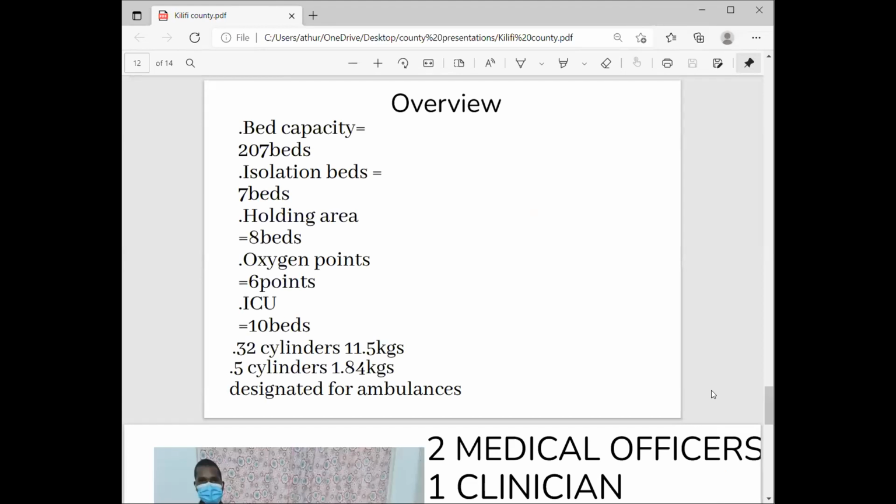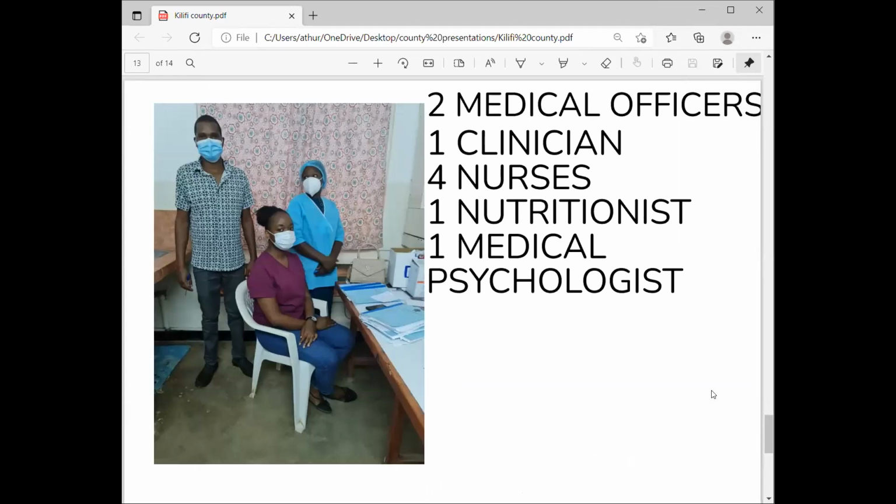Our bed capacity, generally we have 207 beds at the complex, but not functional right now. Isolation beds are 7 beds, holding area 8 beds. Oxygen points which are piped at the isolation area, we have 6 points. ICU beds are currently 10 beds, not functional yet until end of August. We are lucky to have 32 cylinders of 11.5 kgs, and 5 cylinders of 1.84 kilograms designated for ambulances only.